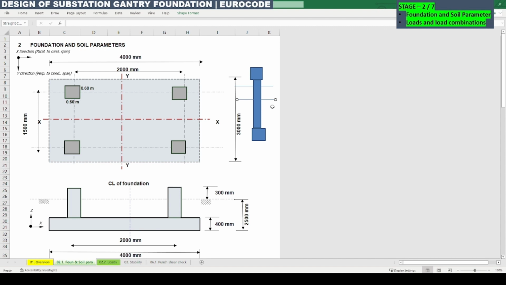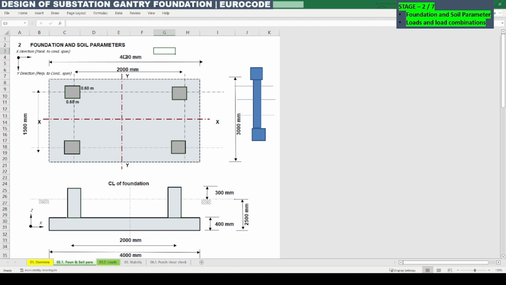So this conductor spanning direction is called the x direction for foundation representation, and perpendicular to the conductor, if it is the span or width of the foundation in this direction, then it is the y direction. So this is the representation of the coordinates in x and y for the foundation.